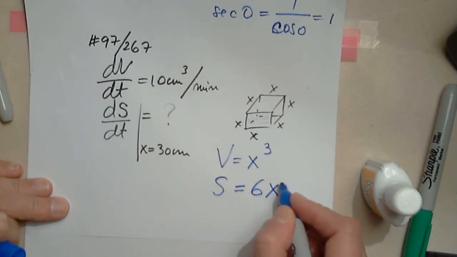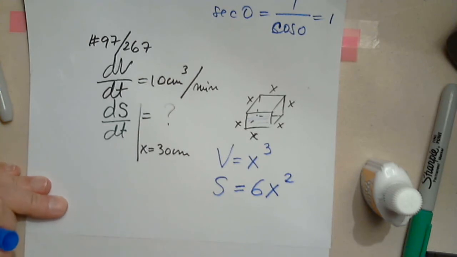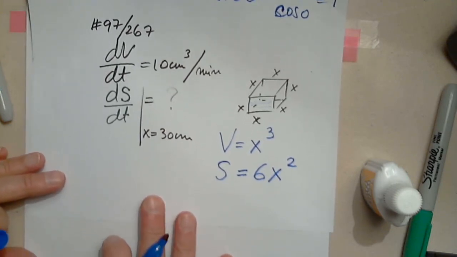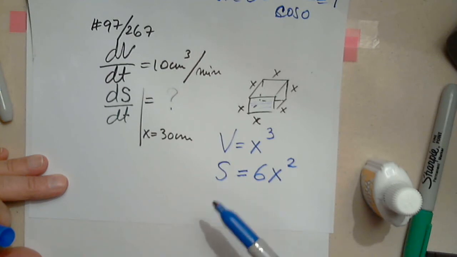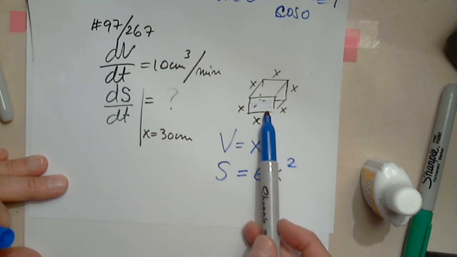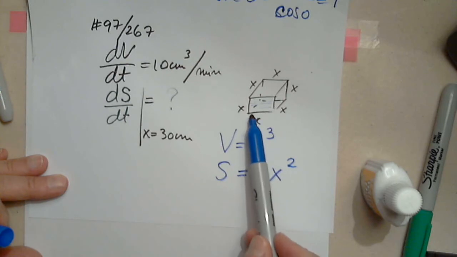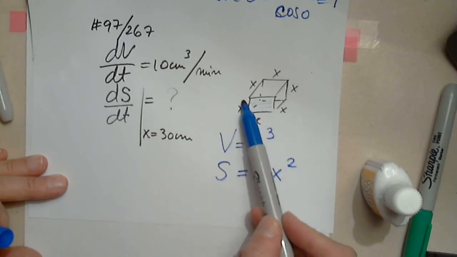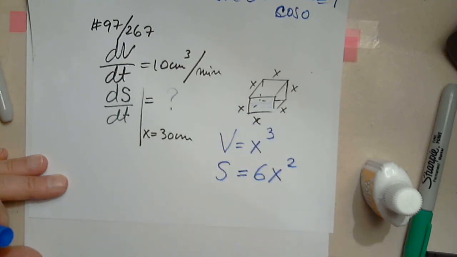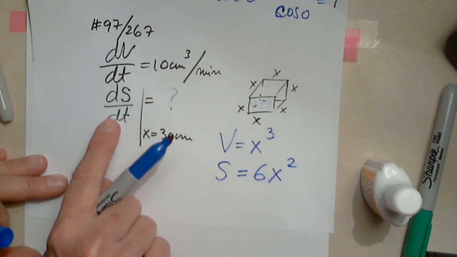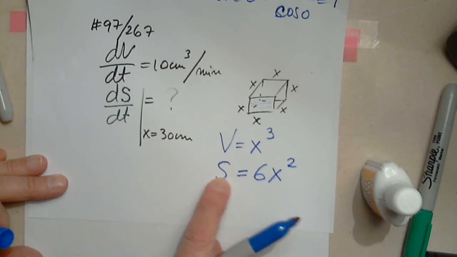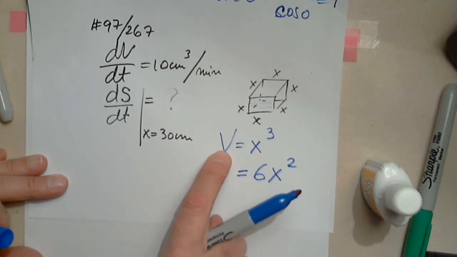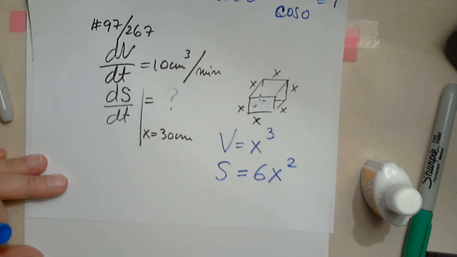Yes, 6x squared. 6 surfaces of x times x. Great job. Perfect. So obviously, when we increase the volume of a cube, the surface area increases, and also the length of each side increases, right? So since we are asked, obviously, this is a function of time, this is a function of time, and this is a function of time. They're all functions of time.